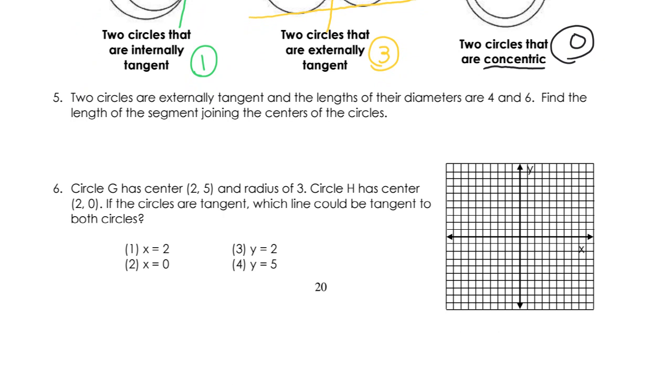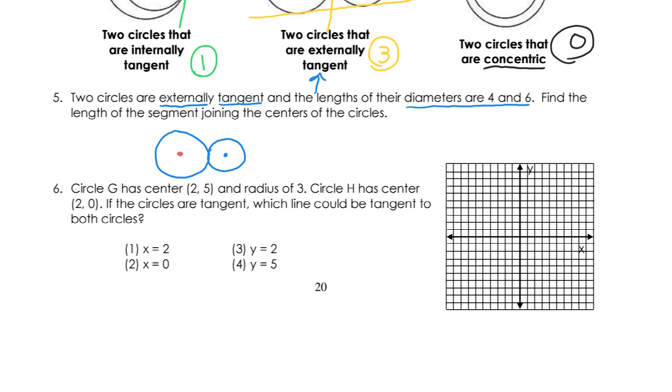It says two circles are externally tangent, meaning that the two circles, like this picture up here, are touching because they're saying that they're tangent, but they're touching on the outsides, all right? So the little circle is not inside the bigger one. So they're externally tangent. And it says that the lengths of their diameters are 4 and 6. And we want to find the length of the line segment joining the centers of the circles.